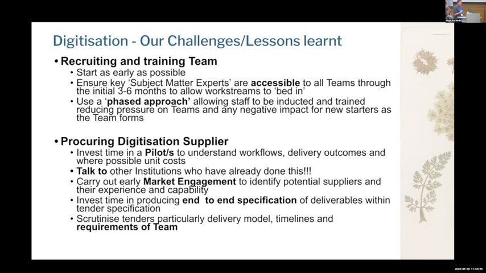And then we invested a lot of time in producing an end-to-end specification of all the deliverables required for the mass digitization supplier. Then we finally got to tender stage, where we scrutinized the delivery model, timelines, and what the impact would be on Kew in bringing in a supplier. And we successfully procured Max Communications Limited, who are actually in this conference this week, or two of their directors are.